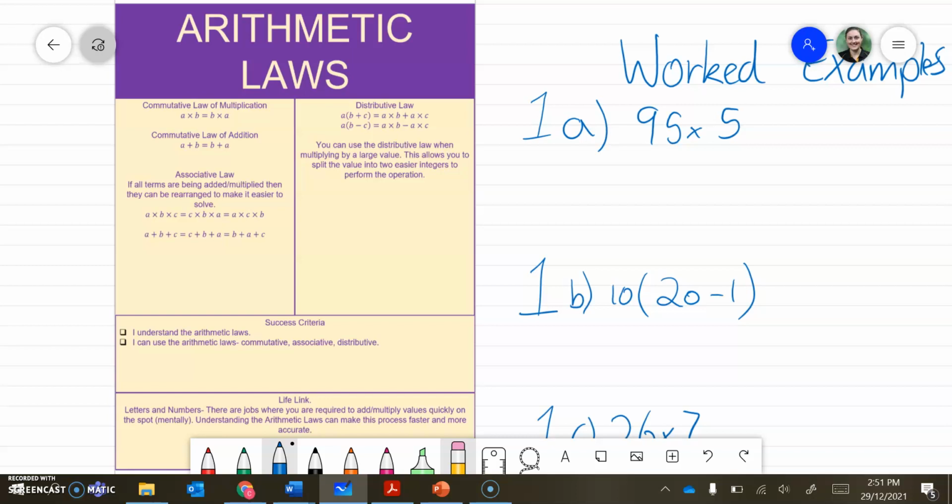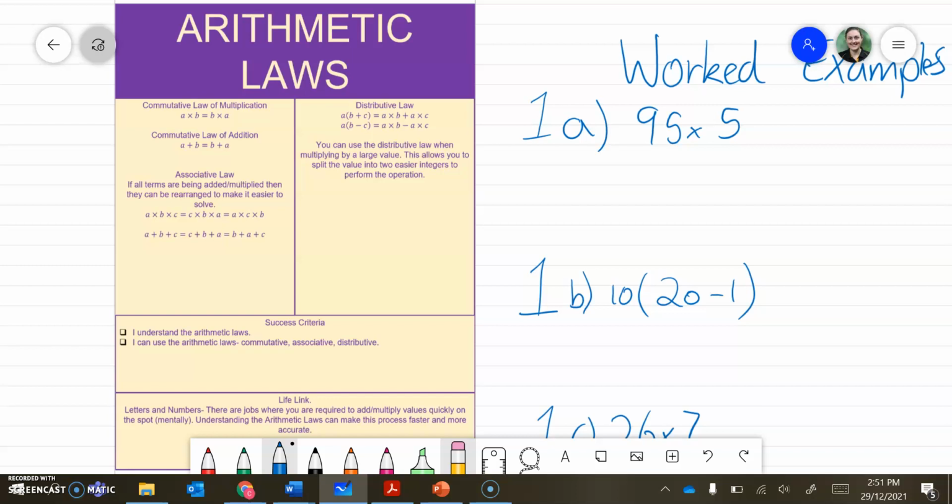Now, the commutative law of multiplication is that if we have an integer multiplied by another integer, we are able to do that in reverse order. So for example, if we have a times b, you could also write that as b times a. Similarly, with addition, if you had a plus b, you could rewrite that as b plus a.